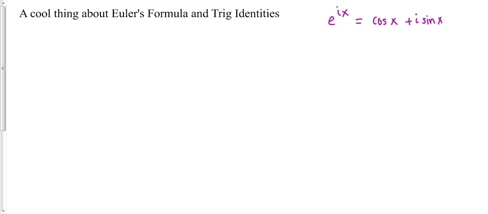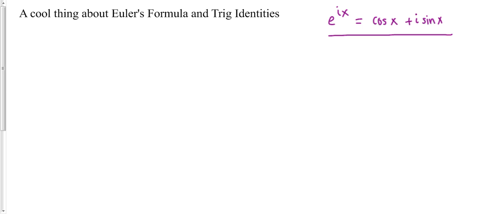All right, now that we've learned about Euler's formula, I wanted to show you a cool thing about Euler's formula and trig identities. So I've written down Euler's formula over here. e to the ix is equal to cosine x plus i sine x. And this formula is really your key to never having to look up or remember another trig identity.